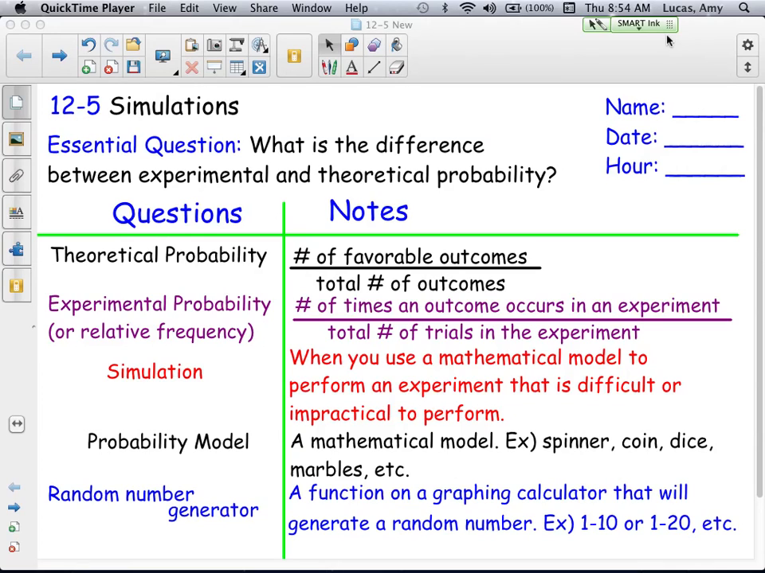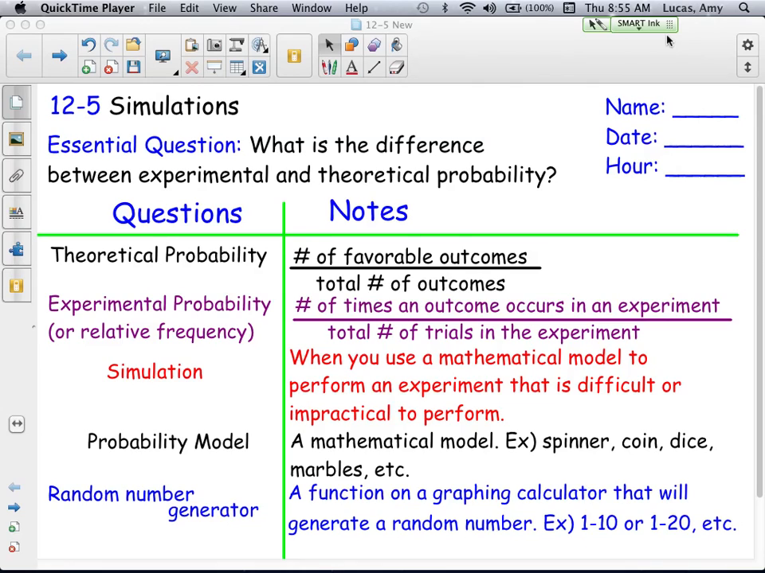Lesson 12.5, Simulations. Our essential question is, what is the difference between experimental and theoretical probability? Our first vocab word is theoretical probability. Theoretical is like the word theory. So theory is what we expect to happen. Theoretical probability, what we expect to happen. So the number of favorable outcomes divided by the total number of outcomes is our theoretical probability.